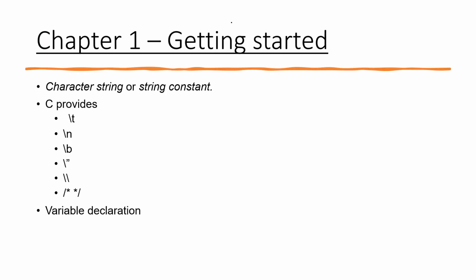Let us begin by defining a character string or a string constant. A sequence of any number of characters enclosed in quotations is called a character string or string constant. Now in C code we use certain escape sequences such as \t for tab, \n for a new line, \b for backspace, \" for a quotation, and a double backslash for the backslash itself.